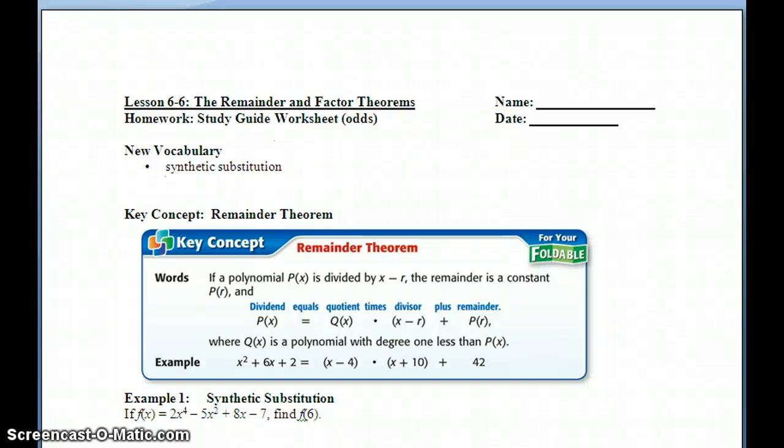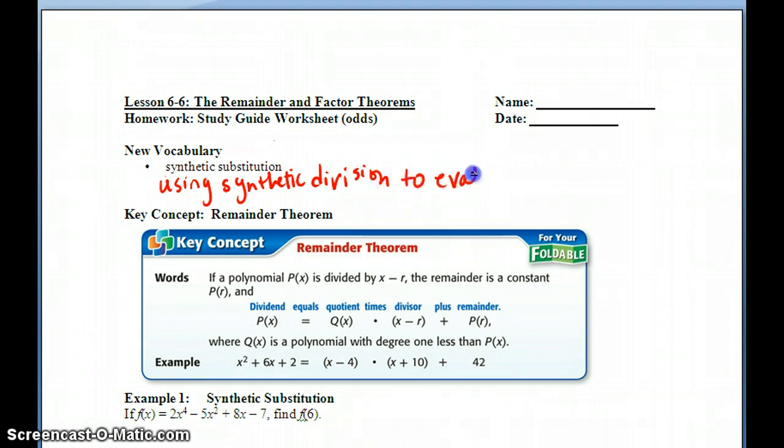Lesson 6.6, the remainder and factor theorems. Synthetic substitution can be defined as using synthetic division to evaluate a function.